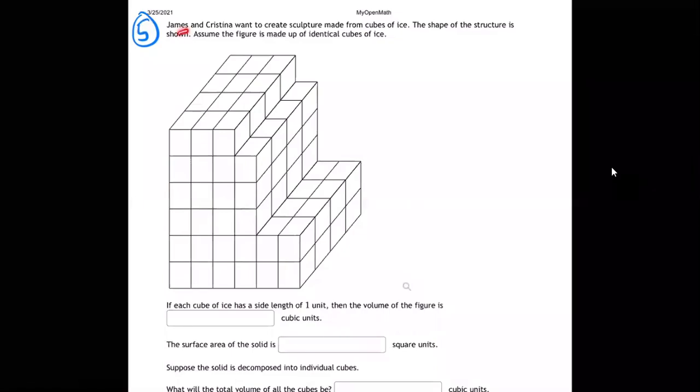James and Christina want to create a sculpture made from cubes of ice. The shape of the structure is shown. So the figure is made up of identical cubes of ice. Each cube of ice has a length of 1 unit. What's the volume?